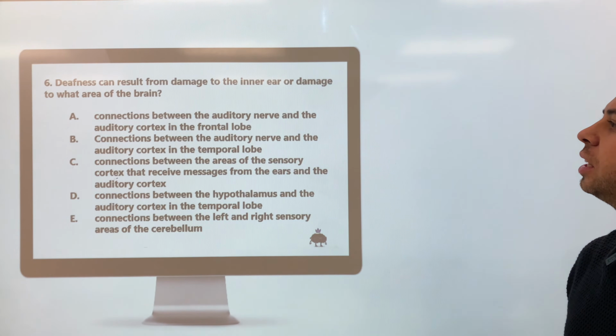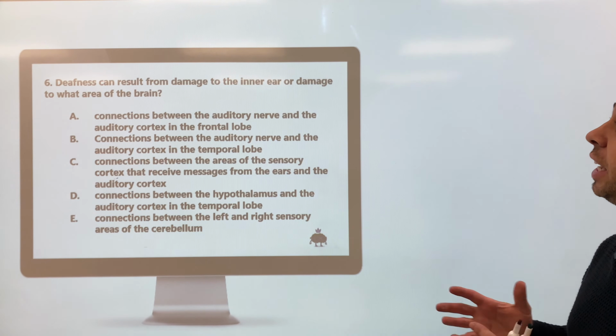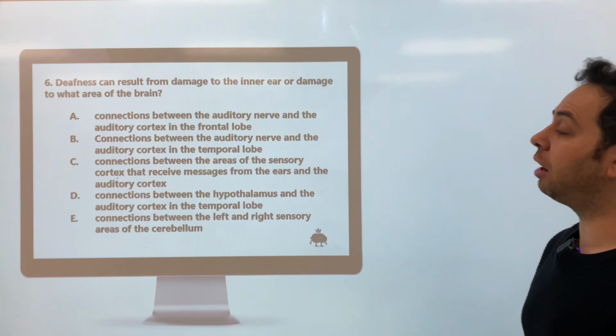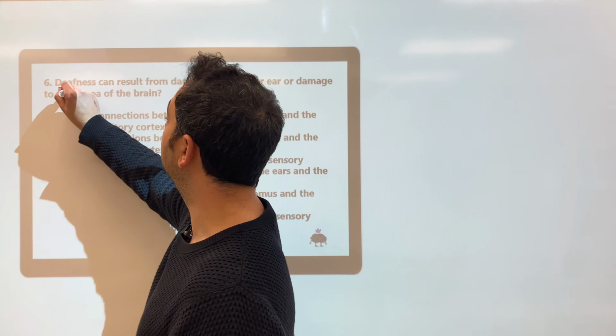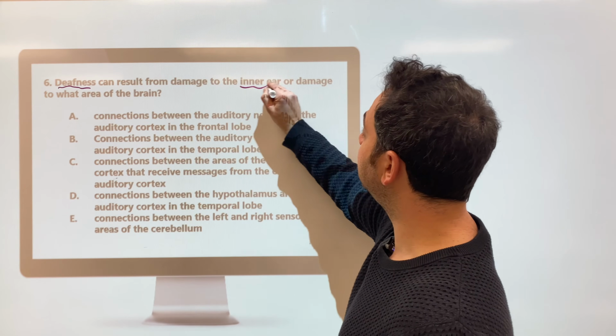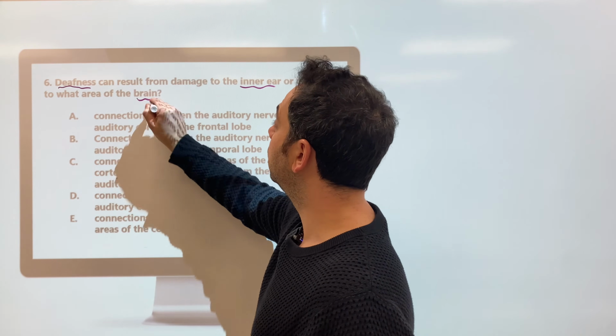All right, number 6. Deafness can result from damage to the inner ear or damage to what area of the brain? All right, so if I lose my hearing, there might be an area of my ear that's damaged and an area of the brain. Do we know which one it is?